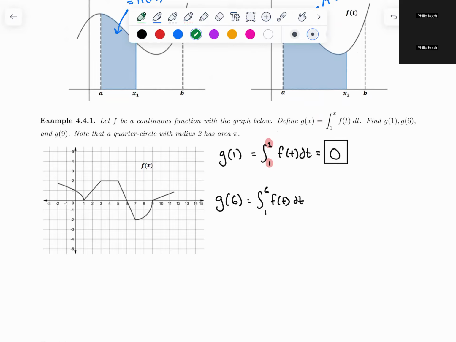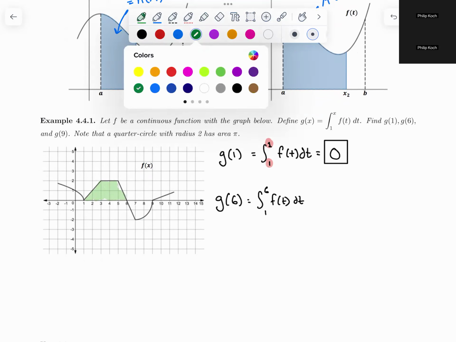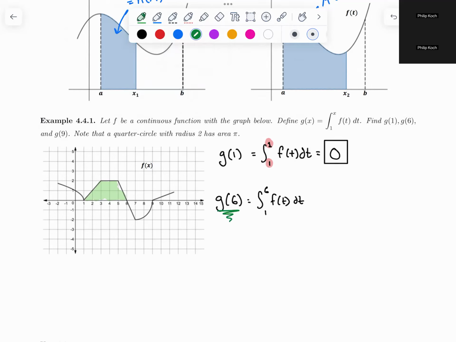So that is going to be this shaded region. Well, let's use a different color. Let's use green. That right there is g of 6. That's the area under the curve between 1 and 6.